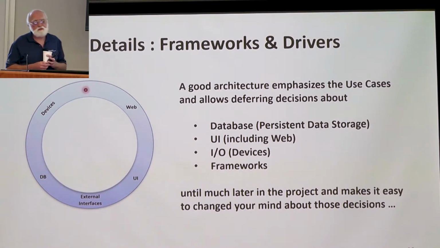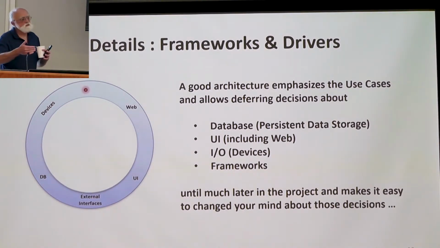And what Uncle Bob says is that a good architecture emphasizes use cases and allows deferring decisions about database, UIs, IO devices, and frameworks until much later in the project, and makes it easy to change your mind about those decisions. And this happens because you protect your business code from databases, from frameworks, etc. It's easy to say, but the question is how you decouple your code, how you protect it from the framework. So I'll talk about this a little bit later.